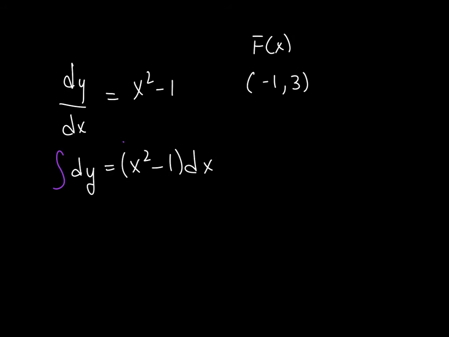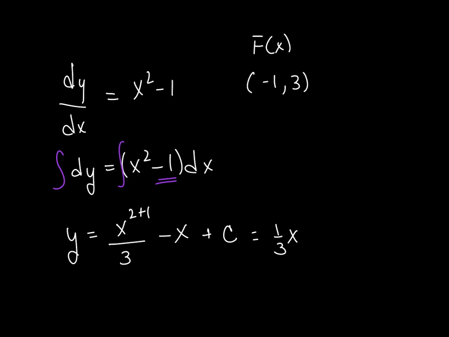Integrate both sides, and I get y is equal to x to the 2 plus 1 over 3. Now, be careful with this. We also have to integrate that negative 1. When I integrate negative 1, that gives me negative x plus some constant, or just 1/3 x to the third minus x plus c.